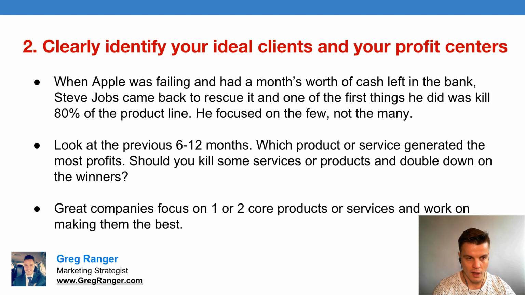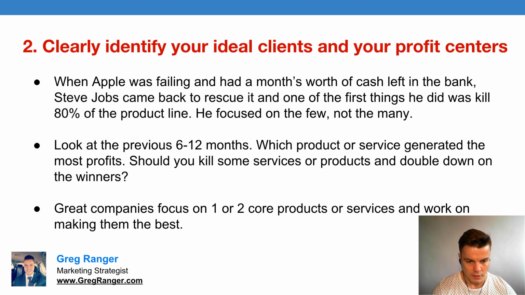So a good exercise to do almost quarterly, at least yearly, is to look at the previous 6 to 12 months and identify which product or service generated the bulk of the profits, right? And ask yourself, should we kill some services? Should we kill some products? Should we just double down on the winners? And so on.